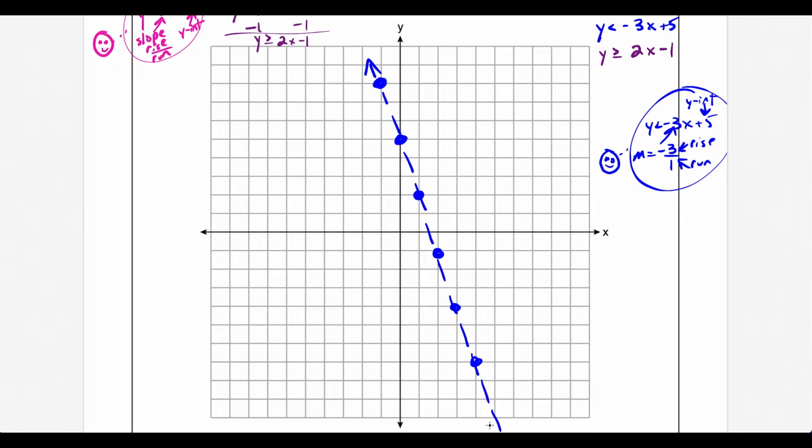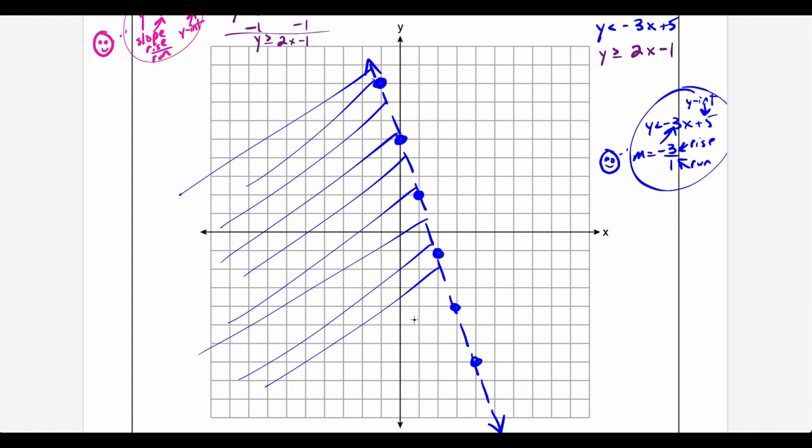And I'll go ahead and throw on my arrows here. And we're going less than. So that means I'm going to be shading under the line like this. So I'm just going to go ahead and shade everything under this line. And that's just highlighting the solution to the first inequality. But now for the second inequality, our thought process has to change a little bit.